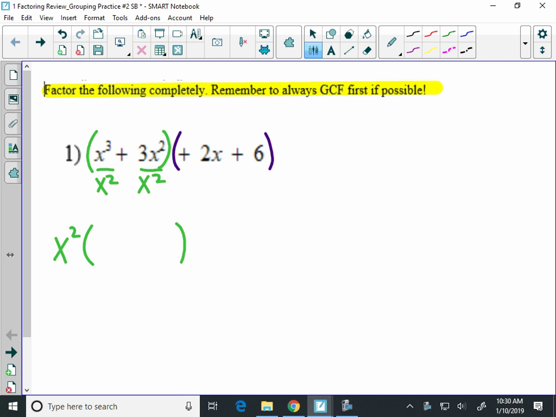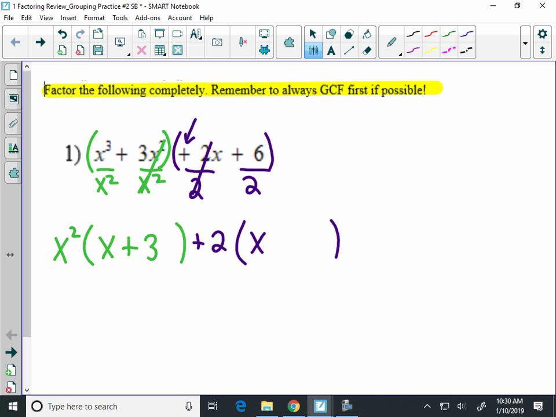And when I divide, I subtract exponents. 3 minus 2 is x to the first. Here the x's cancel, but I have a plus 3. In this group, because this term is positive, I'm going to divide out a positive GCF. 2x and 6 have a 2 in common. So I pull out a positive 2, and when I divide, 2x divided by 2 is just x. 6 divided by 2 is 3.